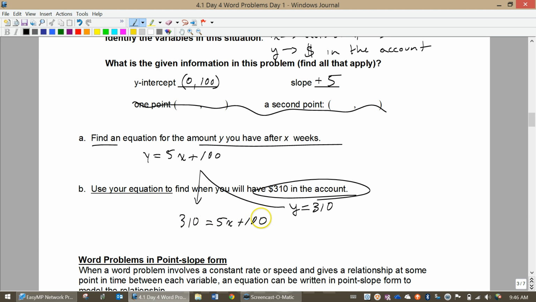And we're going to solve that equation for X. And remember what X is? In the context of the problem, X was weeks. So we'll get what we need. We're going to minus 100. Can one of you guys tell me what 210 divided by 5 is? 42. Okay. Now that's our answer for X, but is that the answer to the question?